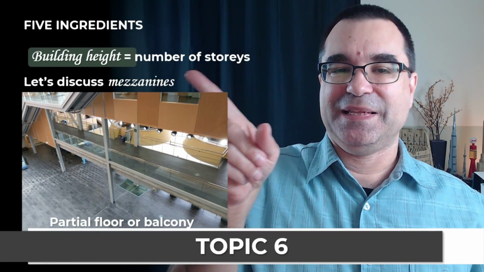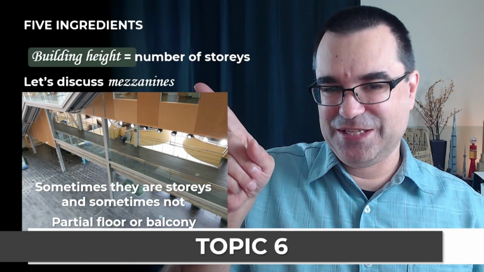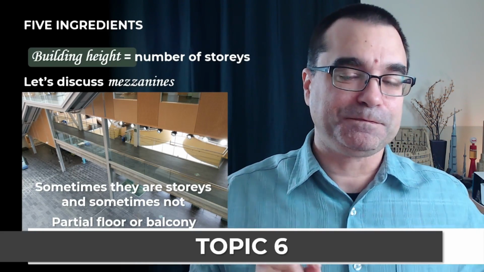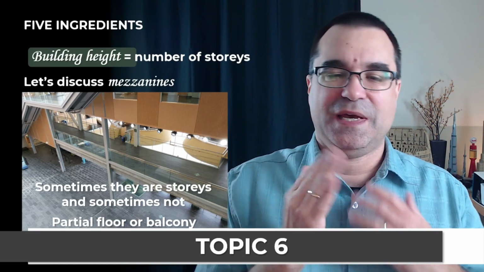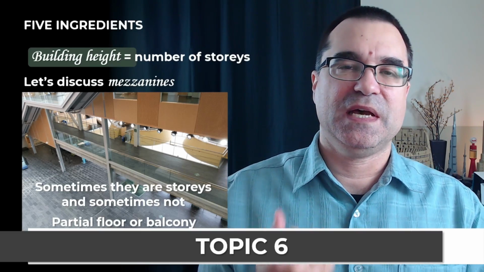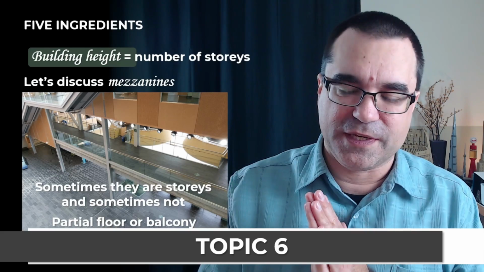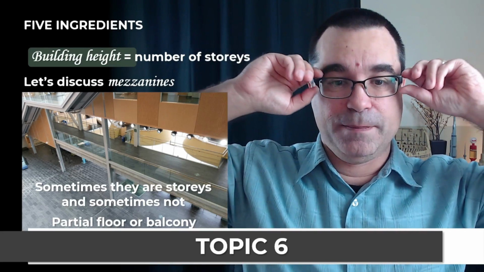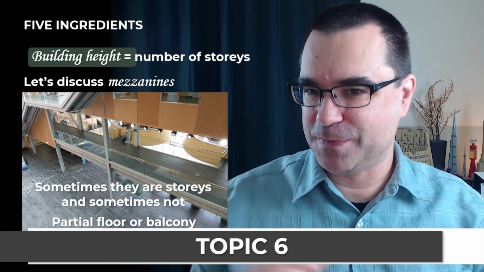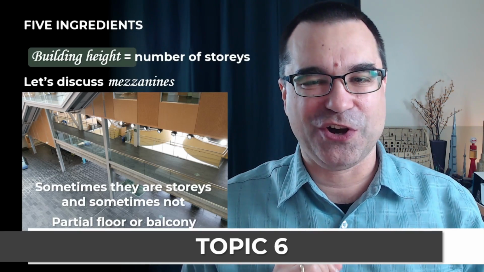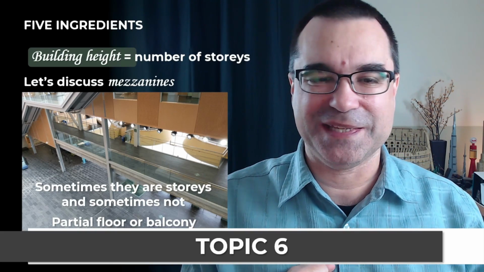Okay, the other thing that I want to discuss is mezzanines. Mezzanines, you see how they're written in italicized font? That means there is a definition for this in the Ontario Building Code. But what it comes down to is this. A mezzanine is a partial floor or a balcony that you find inside a building. Okay, so I'm showing you here a photo that I've taken of a specific building at Algonquin College. If you're one of my students, see if you can figure out where I've taken this photo.